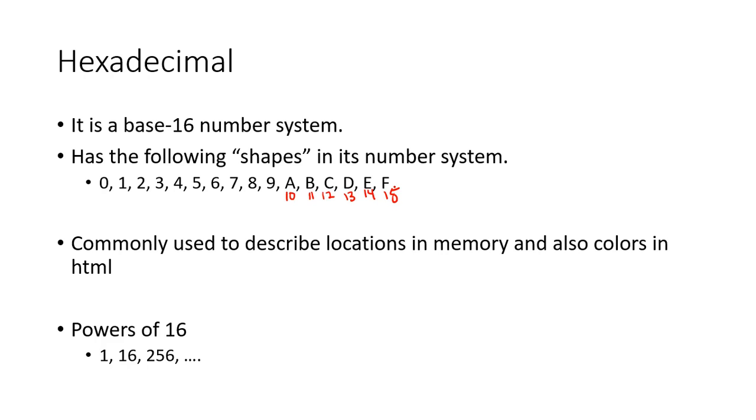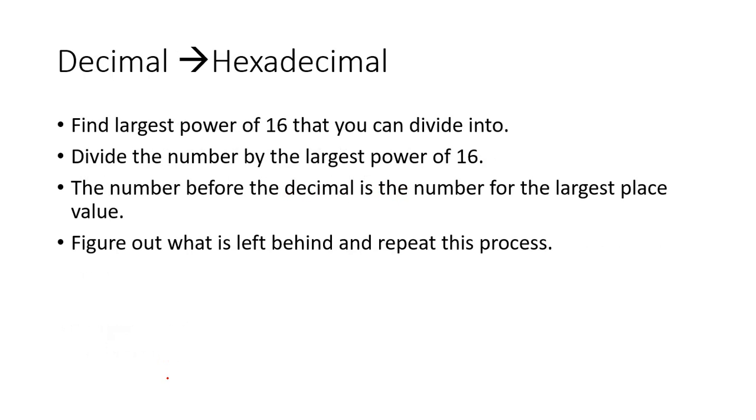Now, being that this is a base 16 number system, this is the power of 16. So, kind of like how binary was 1, 2, 4, this one is 1, 16, 256. This is 16 squared, okay? So that means much bigger numbers can be represented in hexadecimal with fewer digits, because 256 is the third place of hexadecimal.